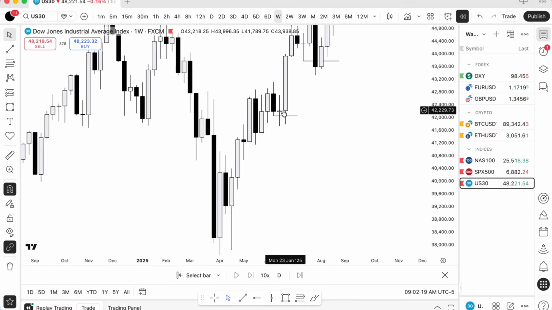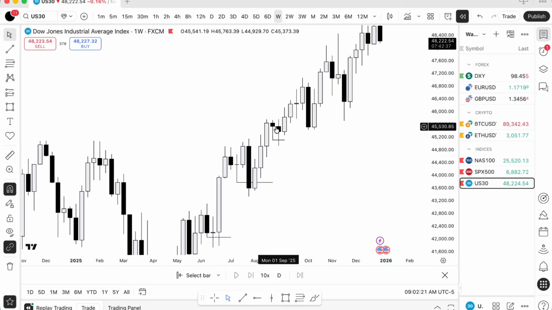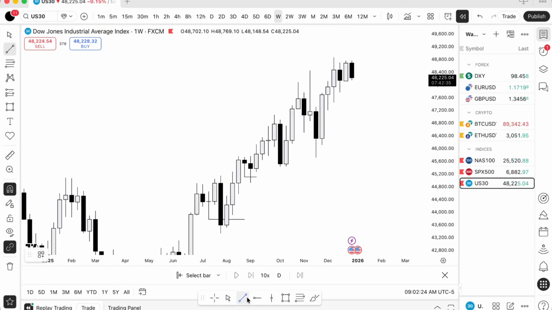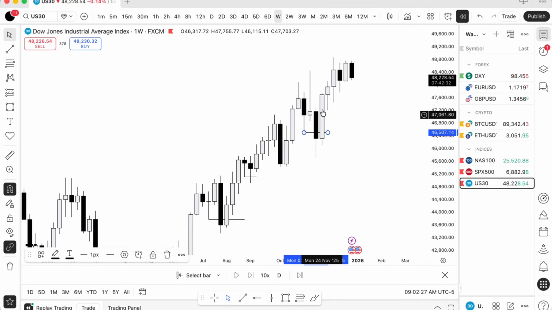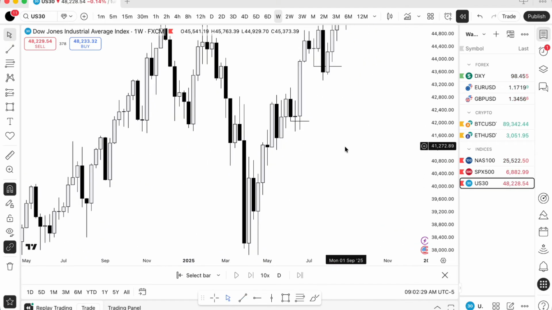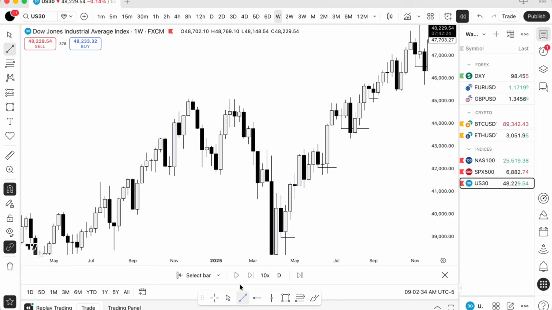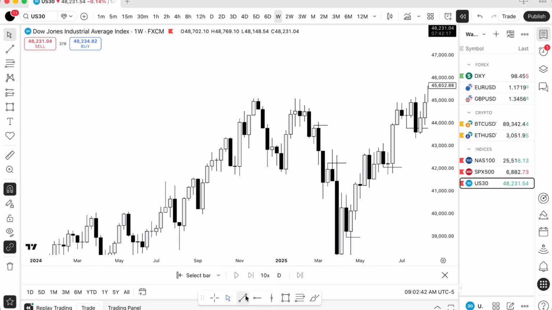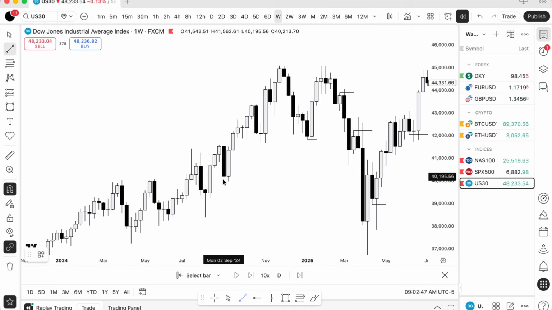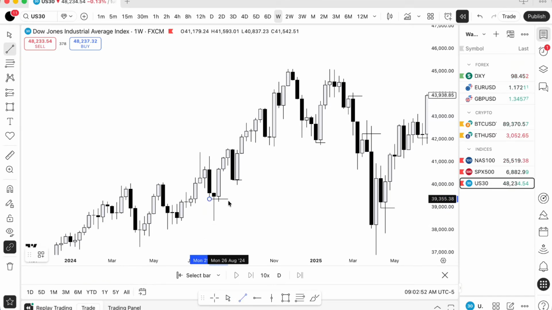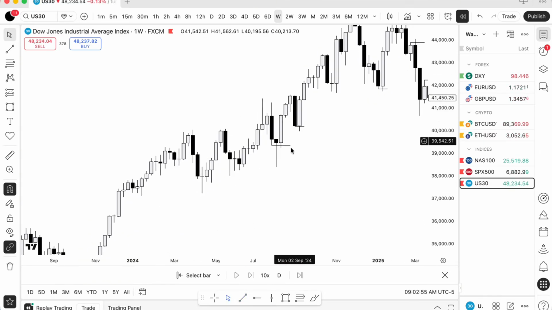And after turtle soup, expansion comes. After soup, expansion, right? This is it. See, soup, close, next candle expansion, soup, next candle expansion. You get it? Soup, next candle expansion.